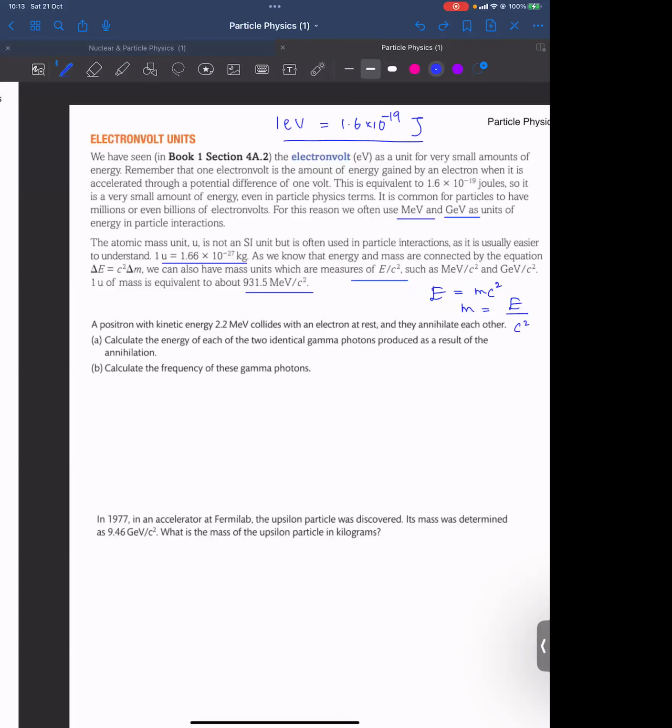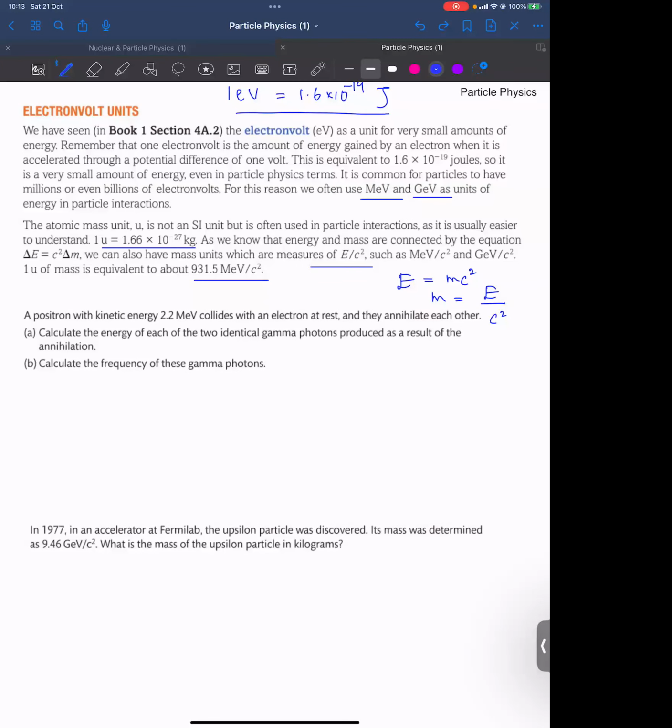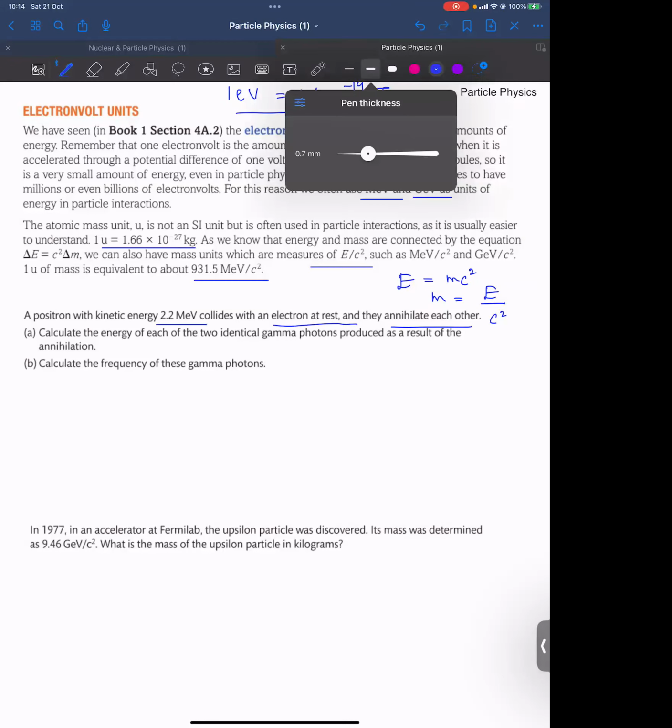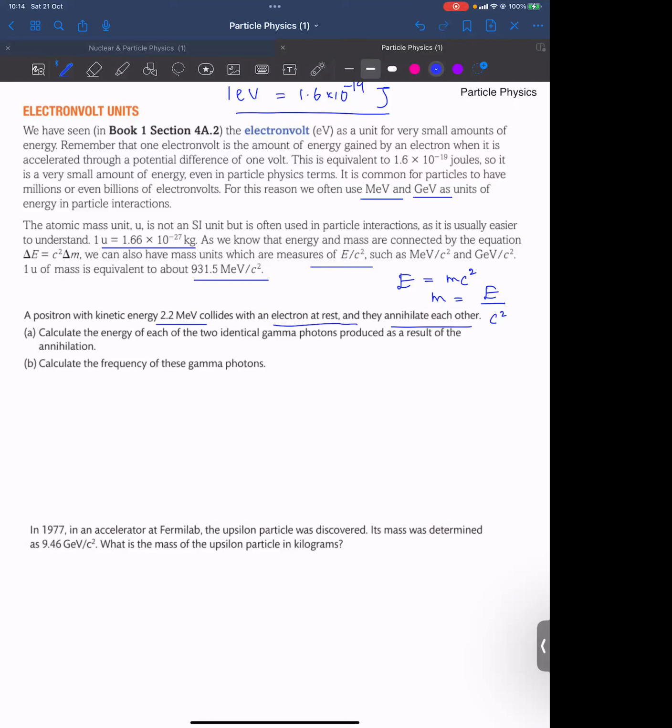Read the first one. A positron with a kinetic energy of 2.2 mega electron volts collides with an electron at rest, and they annihilate each other. That means they combine together. Calculate the energy of each of the two identical gamma photons produced as a result of this annihilation. Calculate the frequency of these gamma photons.